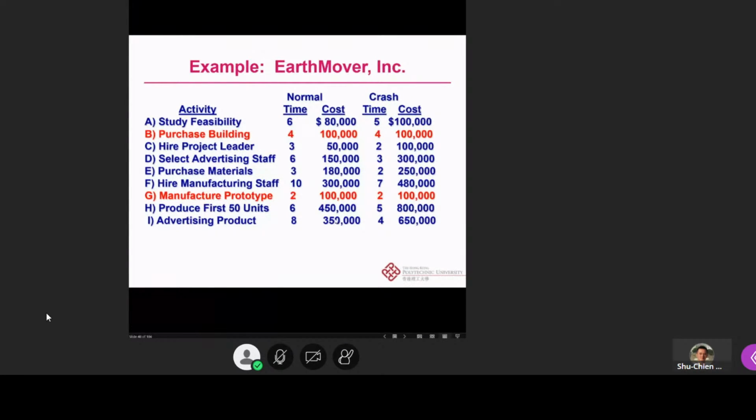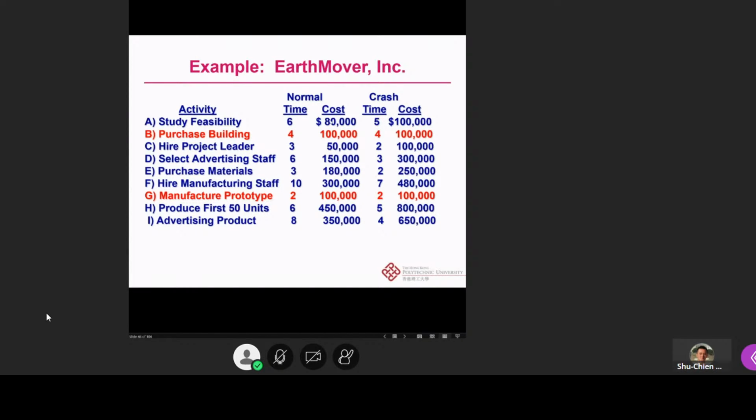Of course, we also need some more information. Here we have the normal cost, the crash cost, and the crash time for all the activities. You can see that for activities B and G, they cannot be crashed, like Michael just asked. Actually, there's no slope for activity B and activity G, right?